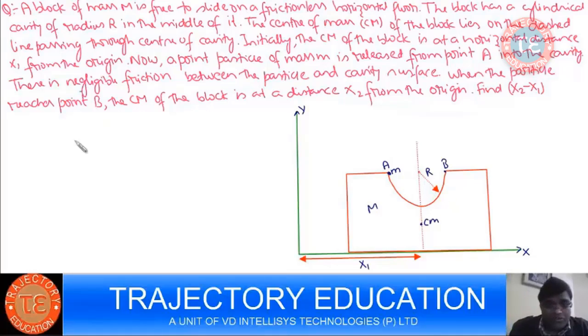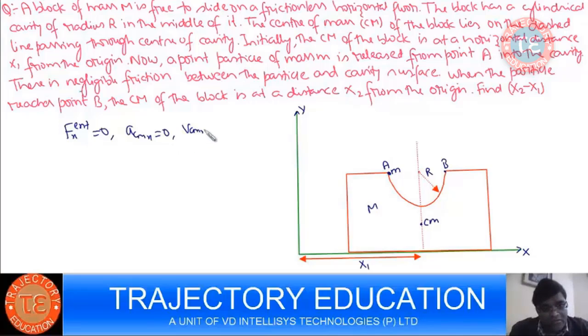See, here also, if I consider the big block and the particle as a system, then there is no external force in the x direction. It means a_CMx is 0. The only force you have is capital Mg plus small mg, and that is in the y direction. They are exerting a force on each other, but that is an internal force. So a_CMx is 0.